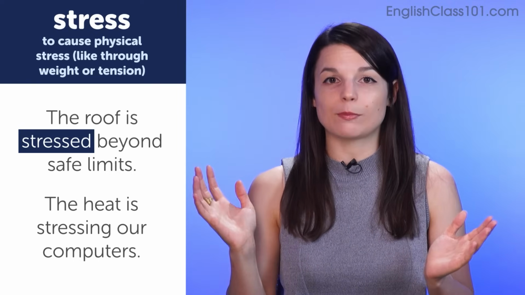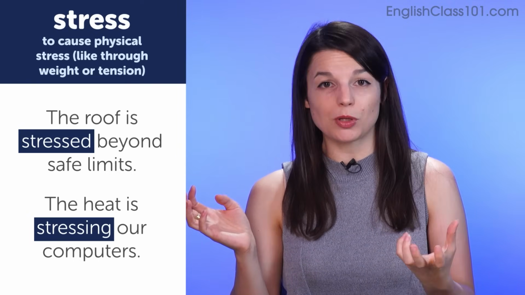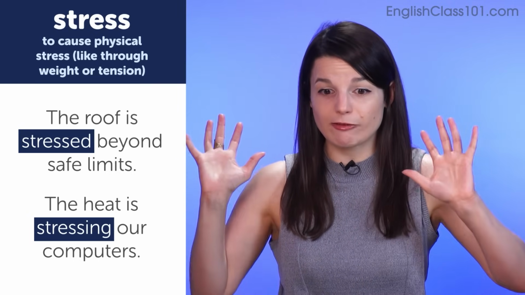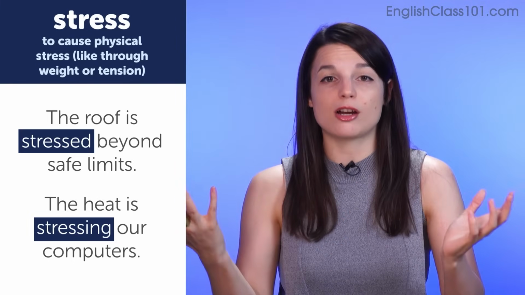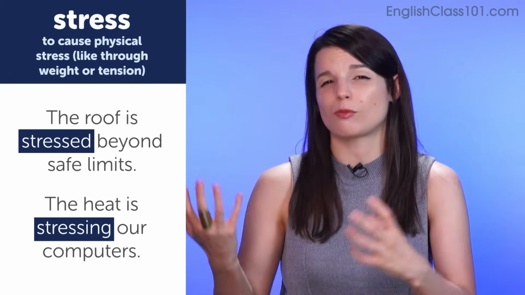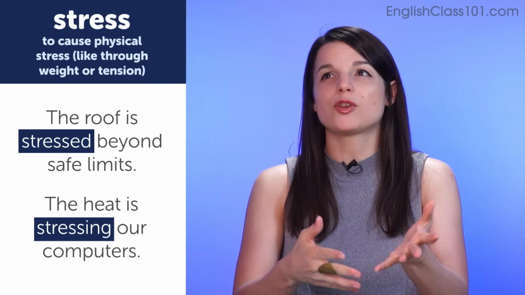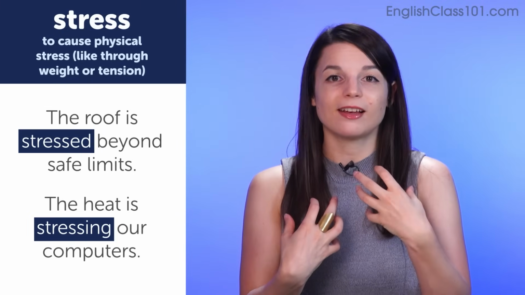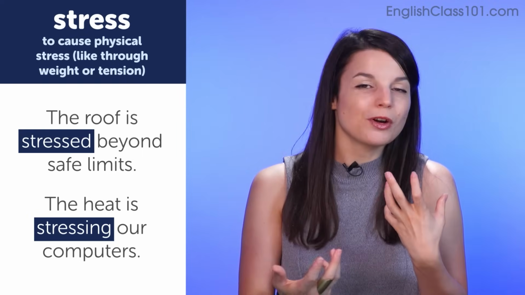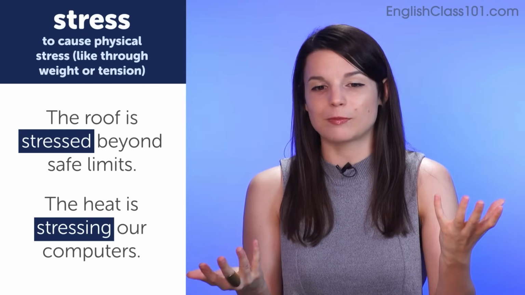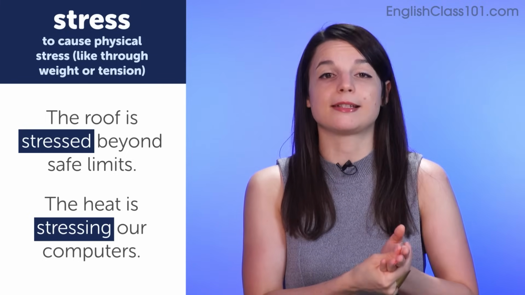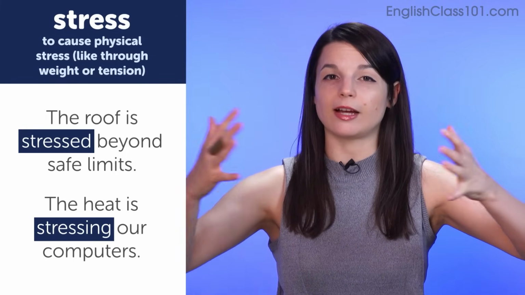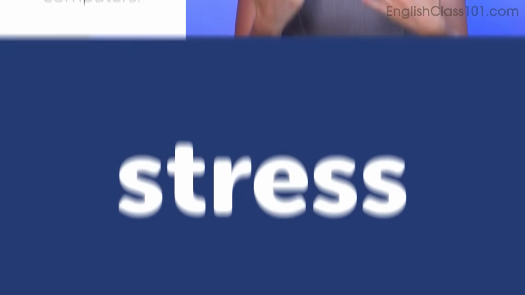So in the second example sentence, the heat is stressing our computers. It means the heat is, you can imagine, putting pressure onto our computers, or it's making our computers hard to use, or the computers are working really, really hard. So you can imagine when a person feels stress, it's difficult for them to work. Maybe it's hard for them to work quickly or efficiently. In this example sentence, we can think of computers the same way because of some outside force, in this case, heat.